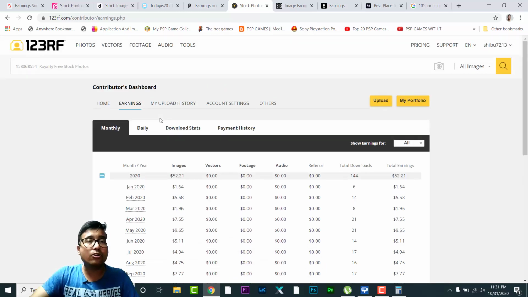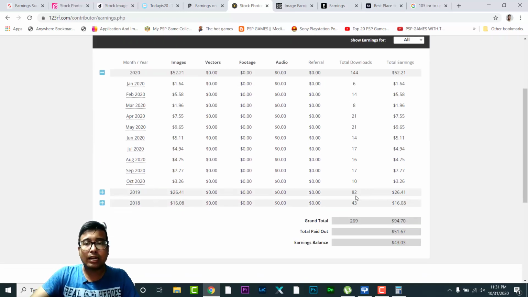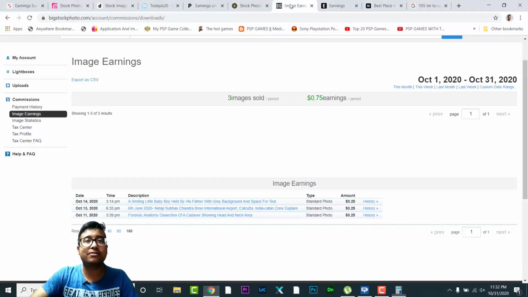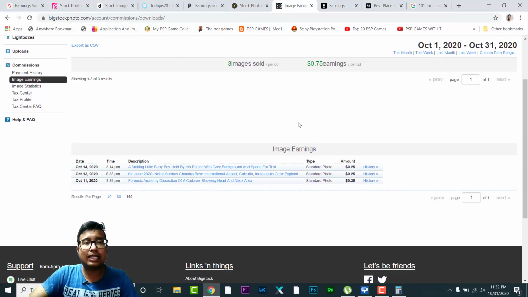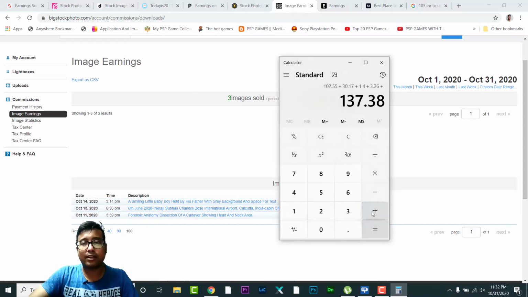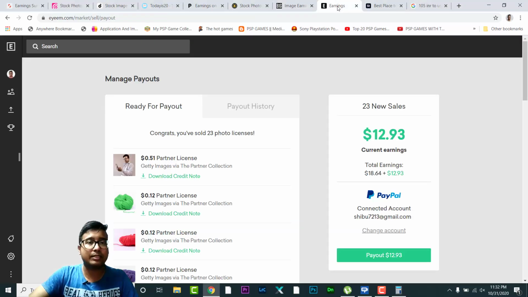Next, 123RF. 123RF also this month is not at all that good. Last month I had $7.77. This month it's $3.26. So plus $3.26 for 123RF. Next, Bigstock, terrible. Horrible. So 3 images sold, plus 0.75. Yes, October has been terrible.